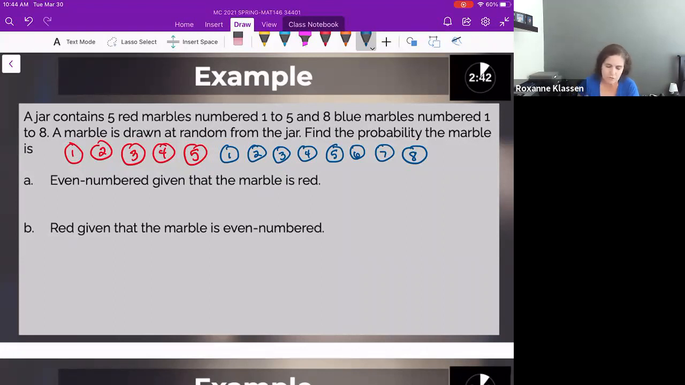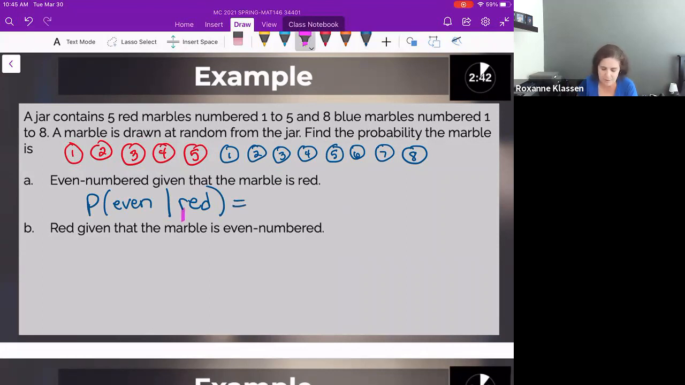Or write them down. So first, let's write our probability statement. We want the probability that it's even given, so that's that vertical line that I use, that the marble is red. Okay, so that's the problem that I'm doing.